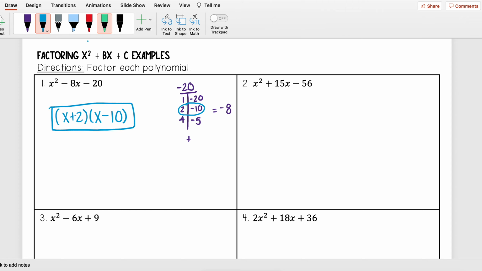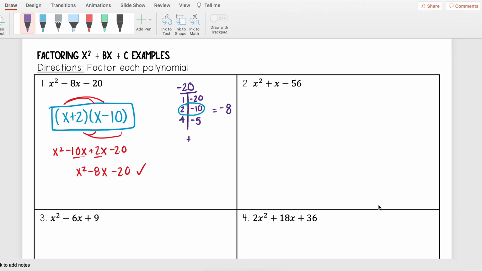And then I can always check my work by doing my double distribution. And so if I multiply x times x, I get x squared. x times negative 10, I get negative 10x. 2 times x, I get plus 2x. 2 times negative 10, I get negative 20. Combine my middle terms, and I get x squared minus 8x minus 20, which is exactly what we started with. So I'm good. So you can always check your work after you factor.